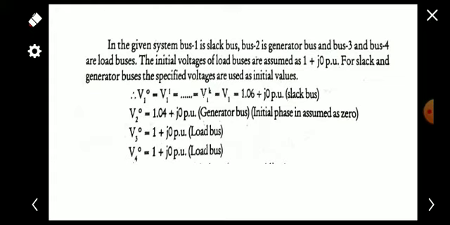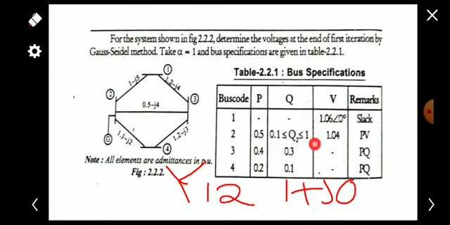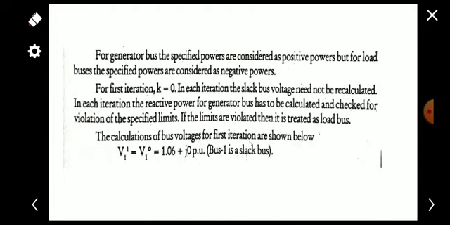In each iteration the slack bus voltage need not be recalculated. In each iteration the reactive power for the generator bus has to be calculated and checked for violation of the specified limit, as we have learned from the step-by-step procedure of the Gauss-Seidel method. Here the limits of the reactive power are given as between 0.1 and 1. If the calculated reactive power for the second bus, that is the PV bus, the generator bus, is not within the limits, we have to treat this bus as a load bus. That is the thing we have to note down clearly.